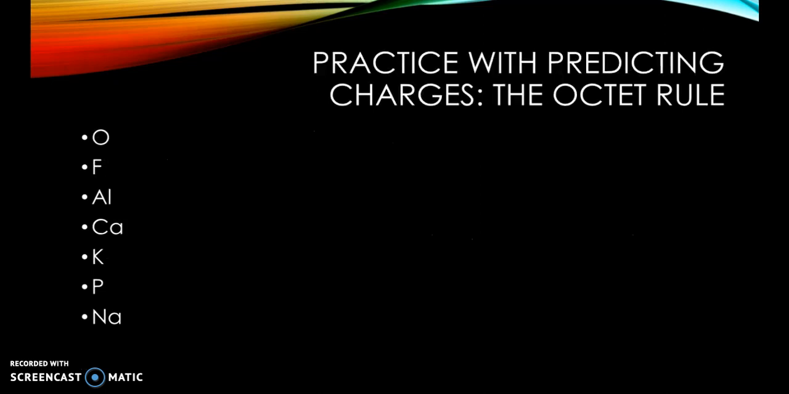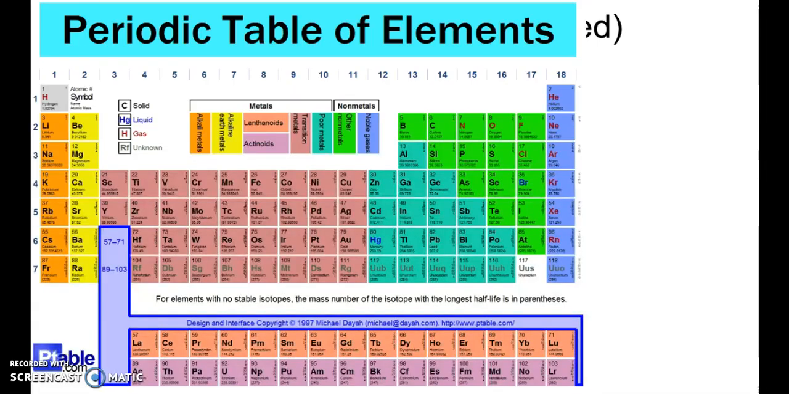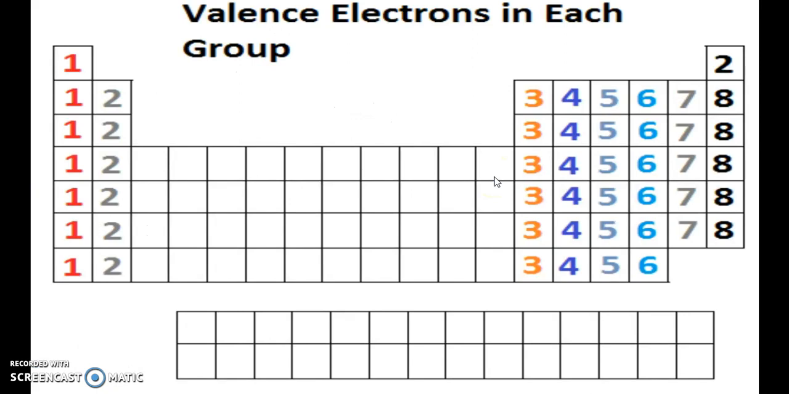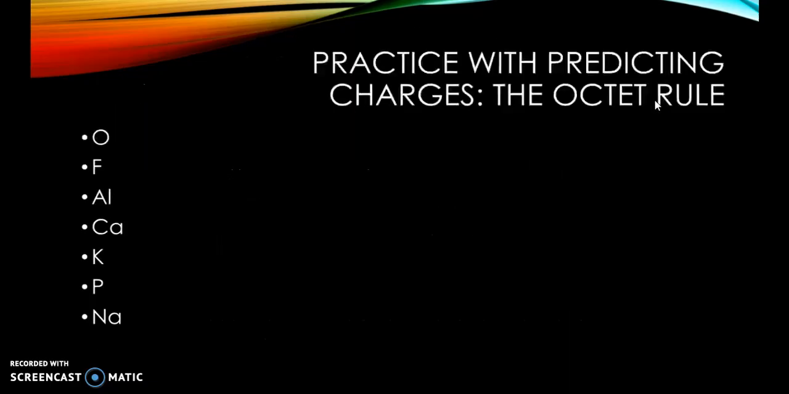So we can do a little bit of practice here with predicting charges in the octet rule. I want you to do this. You can look at your periodic table. I'll do the first one with you. So oxygen. Oxygen is in group 6. And I'm going to go back and verify that. Yeah, oxygen is in group 6 here. And you can look again at this chart. This will help you. So here's group 6. So oxygen then has to gain 2 electrons to get to 8. So that would be O2 negative would be its charge.